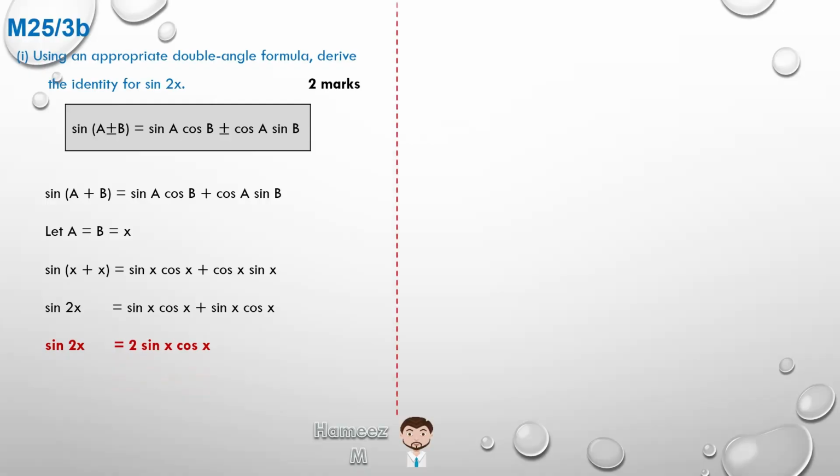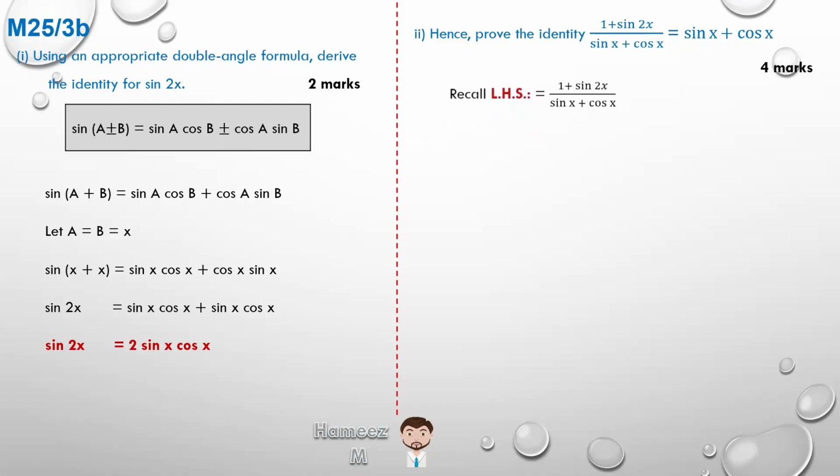That's part 1. Let's now go on to part 2. Hence, prove the identity (1 plus sine 2x) over (sine x plus cos x) is equal to sine x plus cos x. So if we want to use sine 2x from part 1, then we have to manipulate the left-hand side, because that's where the sine 2x is. So in order to prove the identity, let's rewrite the left-hand side: (1 plus sine 2x) over (sine x plus cos x). And we can substitute what we just had there.